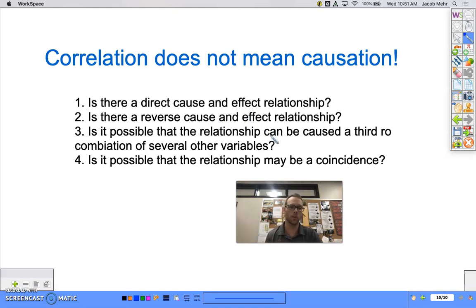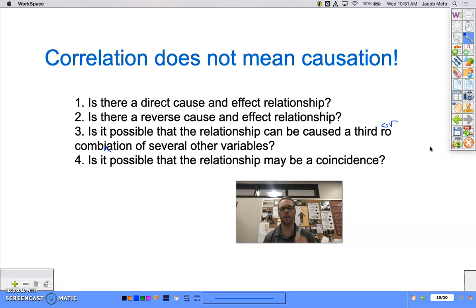It is possible that the relationship can be caused by a third, this should say or, not row, a third or a combination, well, it's really struggling to spell, a combination of several other variables. I don't think in this last one that GDP causes CO2 emissions, right? But could there be a lurking variable in there that is causing the CO2 to go up and is related to the GDP? So there could be other things that confound the situation, or it could just be coincidence.